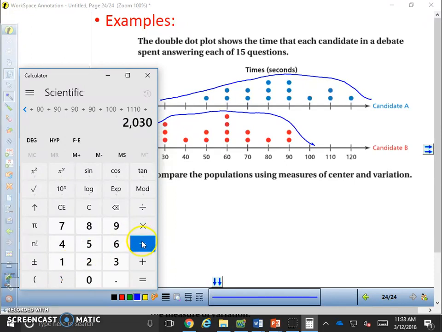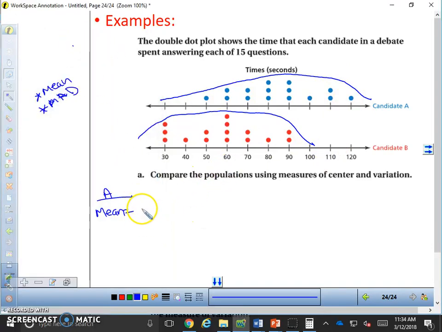Oh no, I made a mistake. I need to go back and fix that. Minus 110. Okay. Plus 110 plus 110 plus 120. Okay. So our mean for the first set is 1,260 over 15 questions, which is 84.